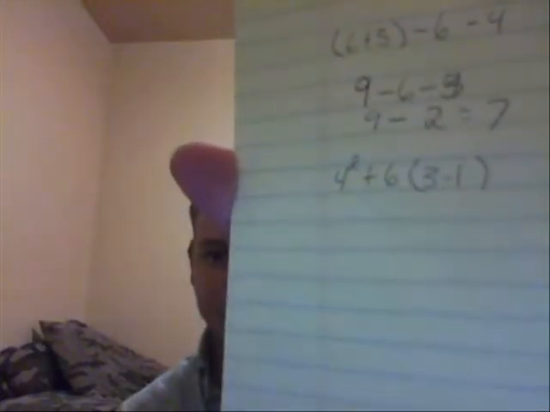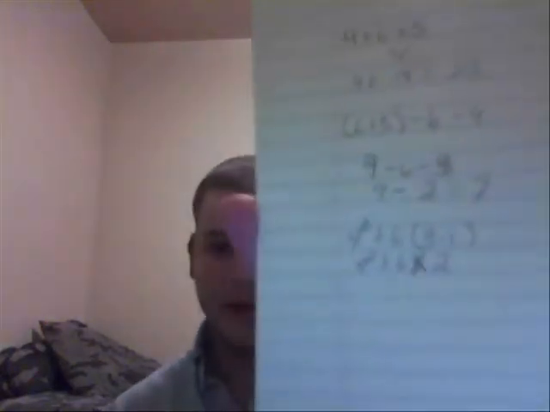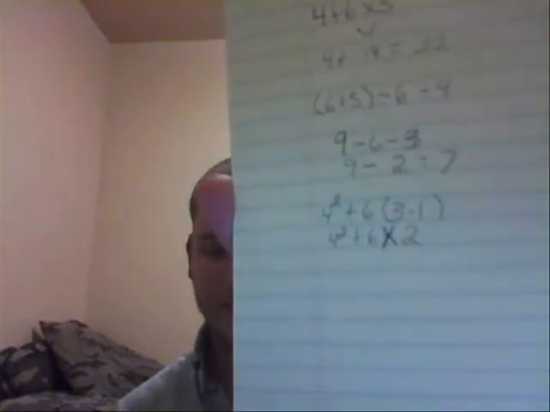Now let's say that we have an exponent. So let's say 4 squared plus 6, and then parentheses, 3 minus 1. Now, as y'all can see, that's the equation there. First thing we got to do is parentheses. So 3 minus 1 is 2. So the equation then turns into 4 squared plus 6 times 2.